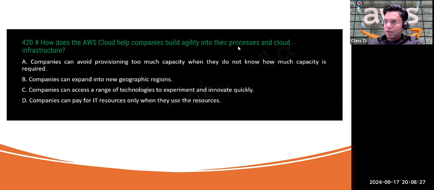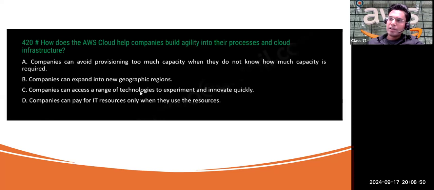They're talking about speed, agility. So now we have to find, just like companies can expand into new different. Yeah, we can do it, but they're talking about agility. Eliminate this one. Company can avoid provisioning too much capacity. Eliminate this one. Companies can pay for IT resources they only use. That's right, but they're talking about agility. So C is the right one.